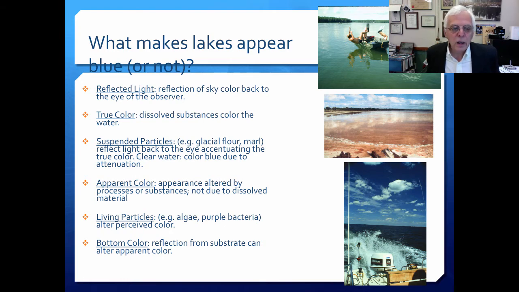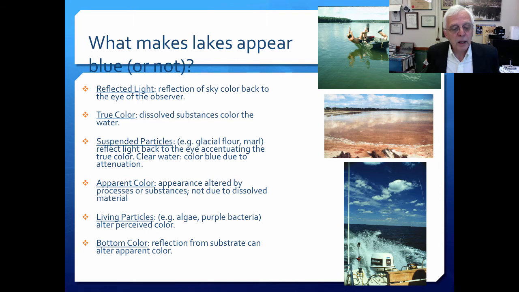Now, another thing changes the appearance of water due to light, and those would be suspended particles. Things like glacial flour and marl and sediment particles and algal particles. Those suspended particles reflect light back to your eye, accentuating the true color if they're white, but also giving their own apparent color to the water by the color of those particles.